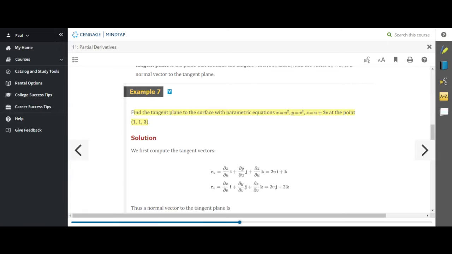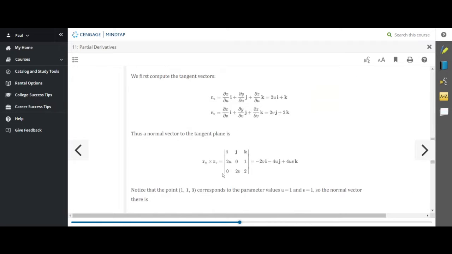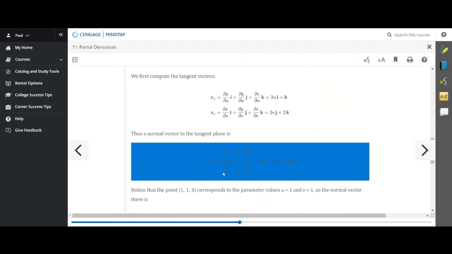That's obvious, just by thinking it out and looking at the parametric equations. So they compute the tangent vectors, which you know how to do. They compute the two tangent vectors, r sub u and r sub v, and then the normal vector to the tangent plane would be the cross product.